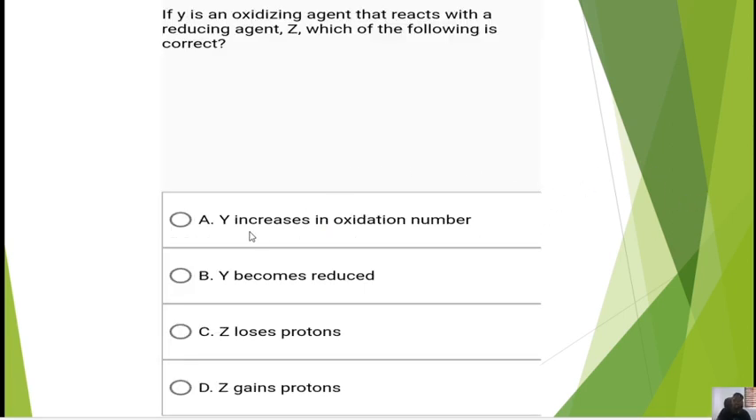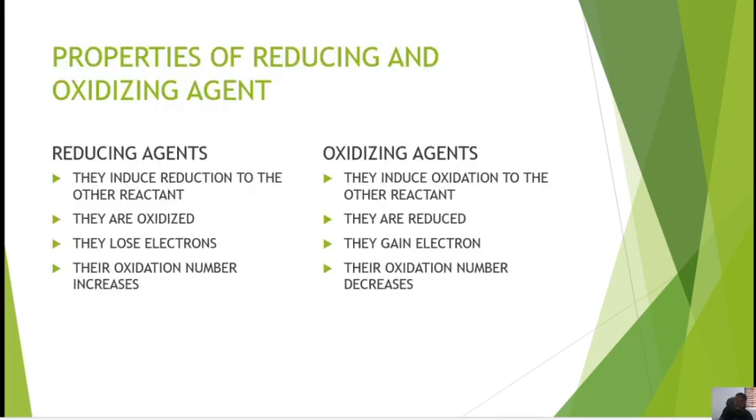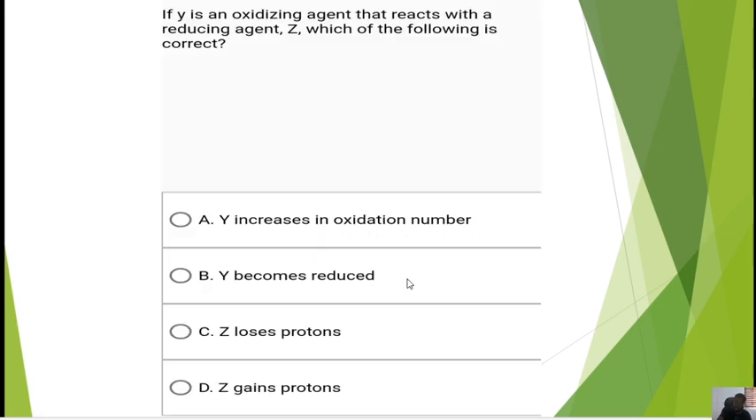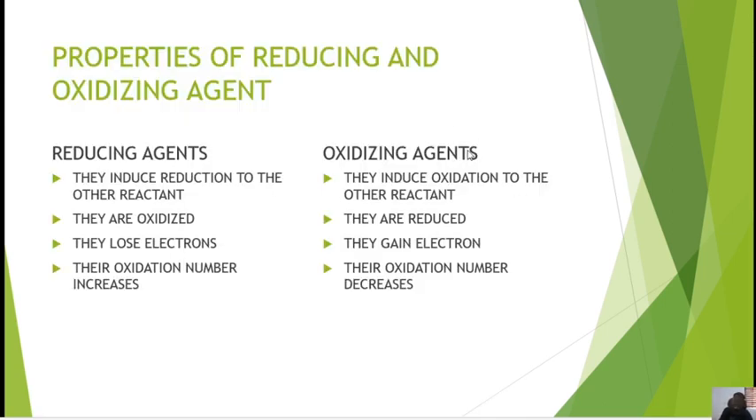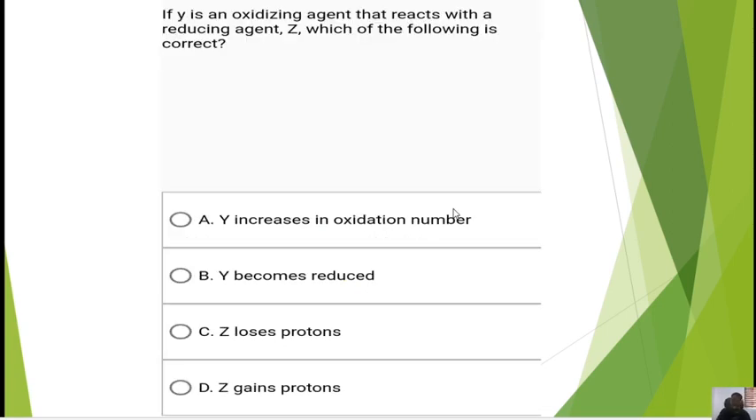So we have Y increases in oxidation number. Remember, they said Y is the oxidizing agent. So let's check. Is Y as an oxidizing agent supposed to increase in oxidation number? No. So which means option A is wrong. It's supposed to decrease. Y becomes reduced. Let's look at that. As the oxidizing agent, is Y reduced? Yes. So which means B is the correct answer.